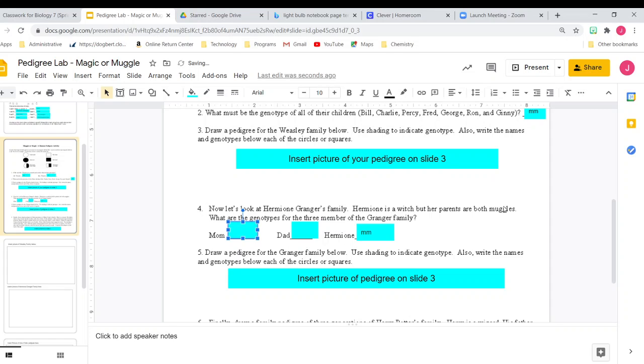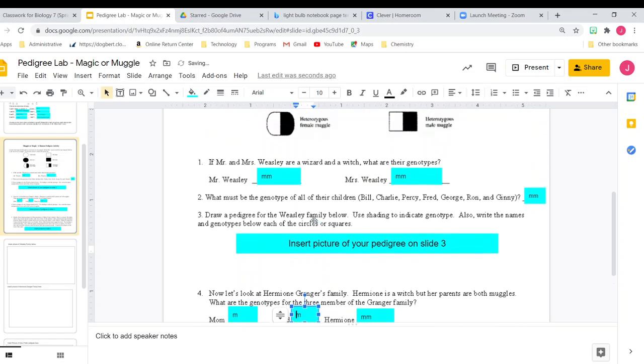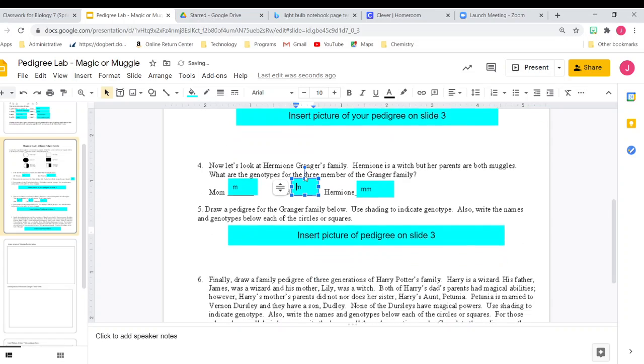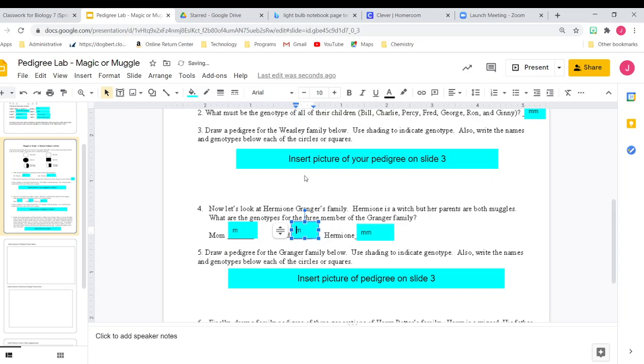And remember when we talked about for her to get 2 little m's, then mom and dad both have to have a little m to choose from. Okay? So they both must have one. The difference is, though, that they do not have magical powers. For them to not have magical powers, but yet have a little m, means they have to be heterozygous. So they are uppercase M, lowercase m.